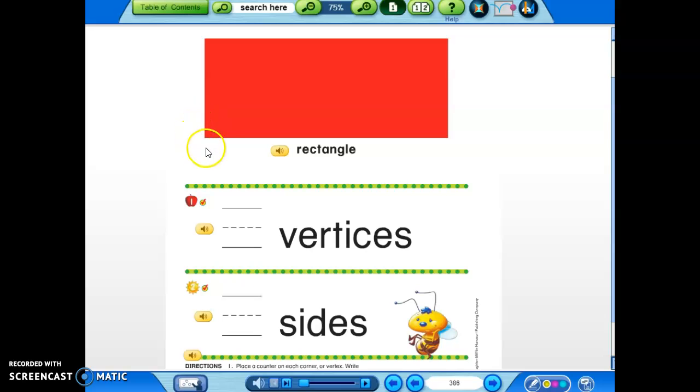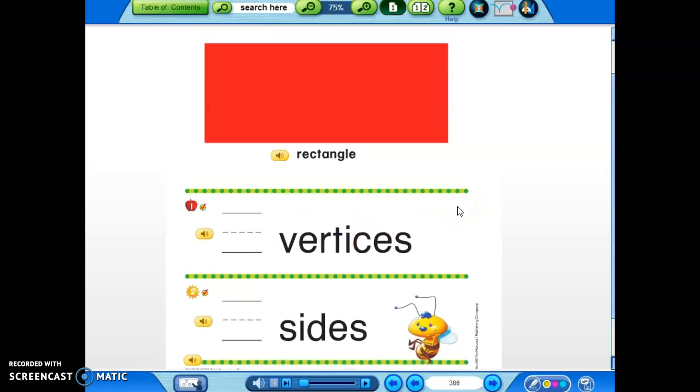So we're going to draw a circle here. 1, 2, 3, 4. There are 4 vertices. So you're going to come right down here and you're going to draw a 4. You're going to go down to the middle, across, back to the top, and big line down. There are 4 vertices on a rectangle.